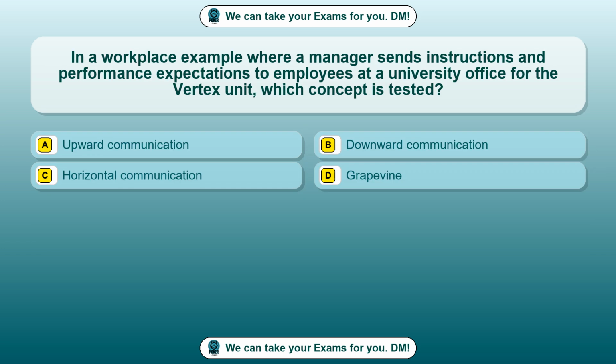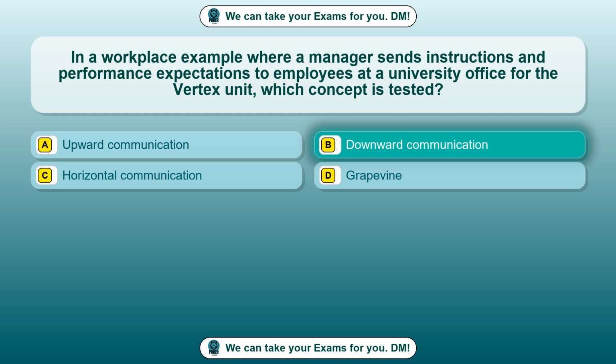Question 99. In a workplace example where a manager sends instructions and performance expectations to employees at a university office for the Vertex unit, which concept is tested? Option A, upward communication. Option B, downward communication. Option C, horizontal communication. Option D, grapevine. The correct answer is option B, downward communication.